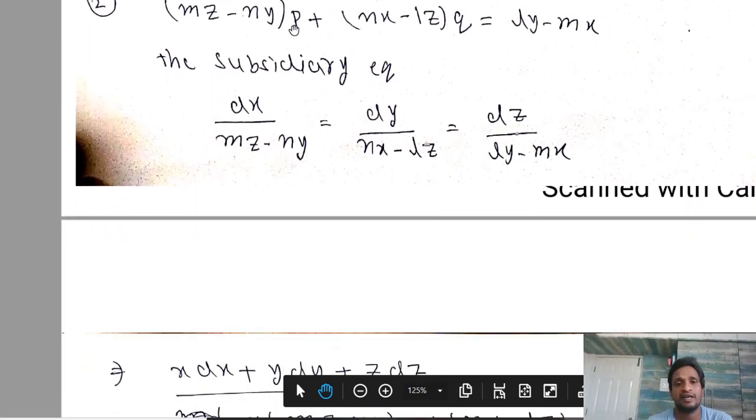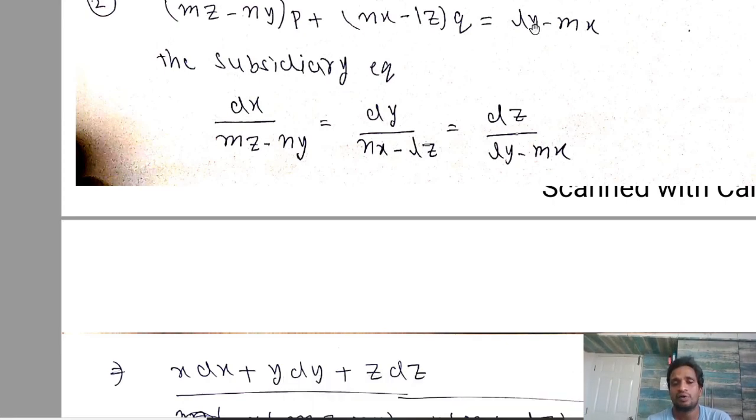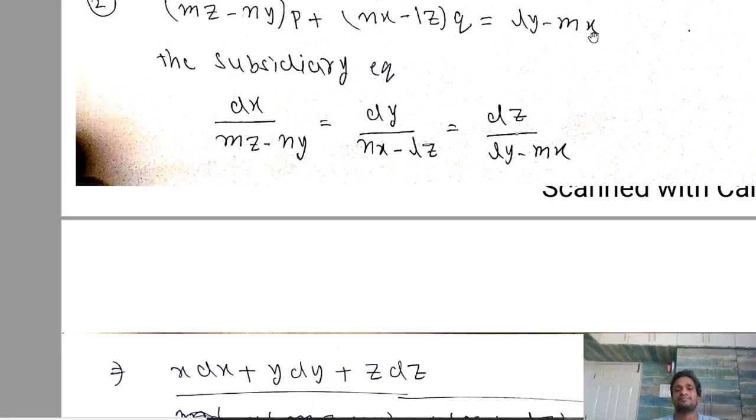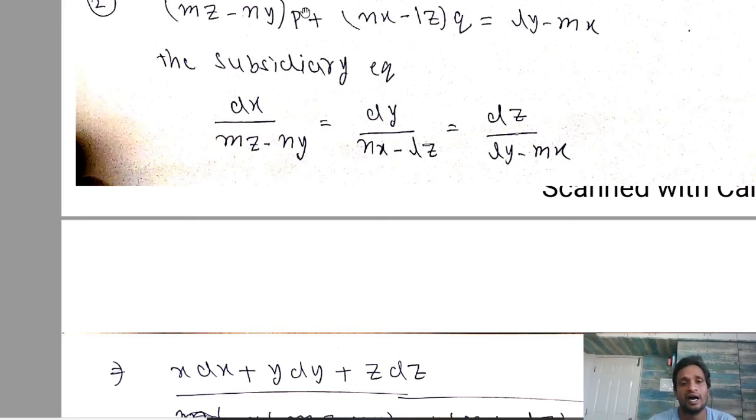mz minus ny into p, plus nx minus lz into q, is equal to ly minus mx. This is also in the standard form, so of course it is a linear partial differential equation of order 1. So we will write the subsidiary equation as dx by the coefficient of p, mz minus ny, dy by the coefficient of q, nx minus lz, and dz by the constant term, ly minus mx.